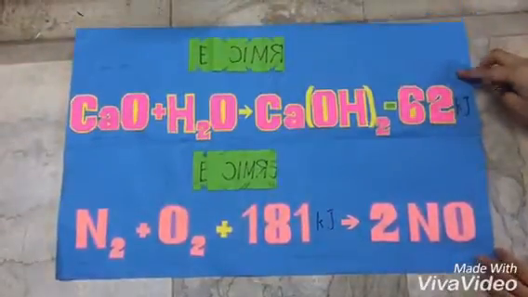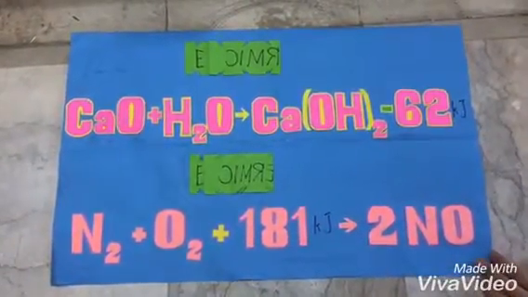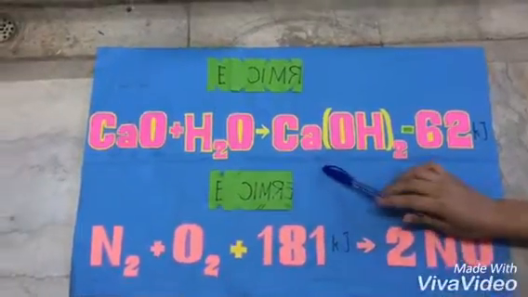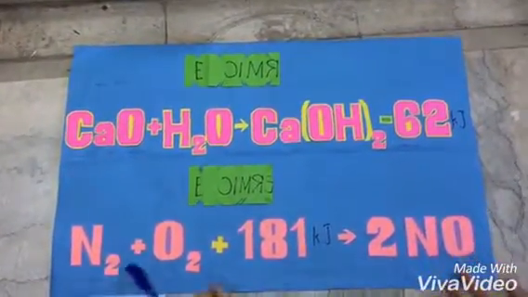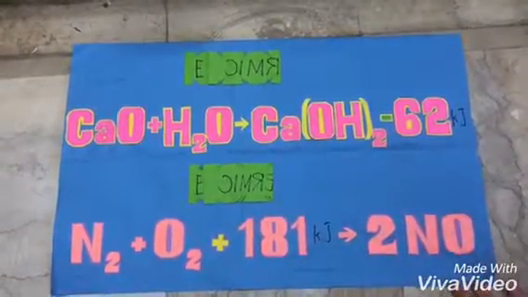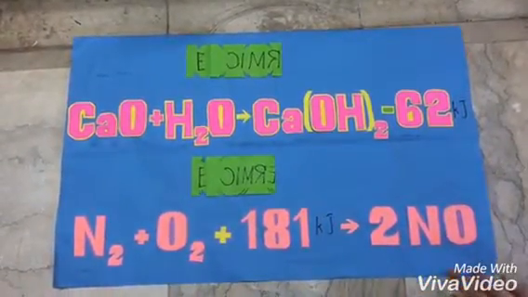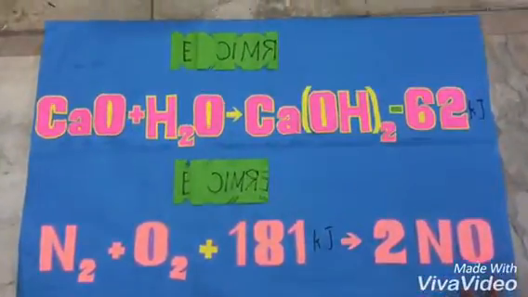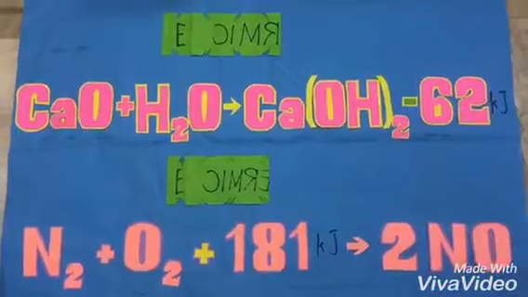I have here two chemical equations. The first one is calcium oxide reacts with water to produce calcium hydroxide, and second, nitrogen reacts with oxygen to produce 2 moles of nitrogen monoxide. Which equation do you think shows an endothermic and which equation shows exothermic?